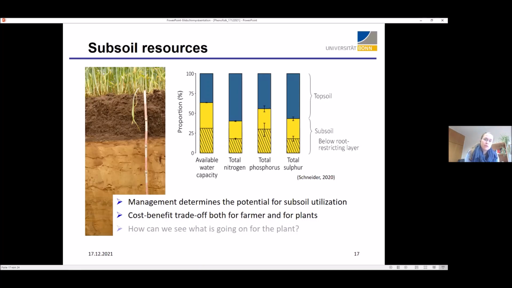So from those first two chapters, first two questions, what we see is, yes, there are ways to target the subsoil in our management strategies, but the effects can be really variable. So we would somehow need a tool to control for how effective and how successful we really are.